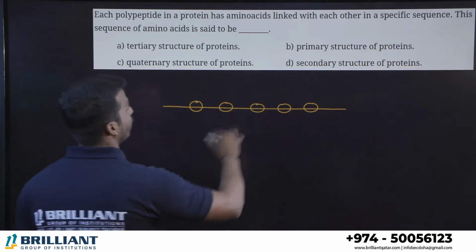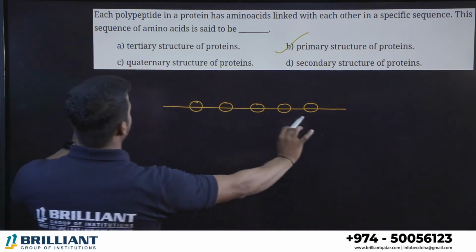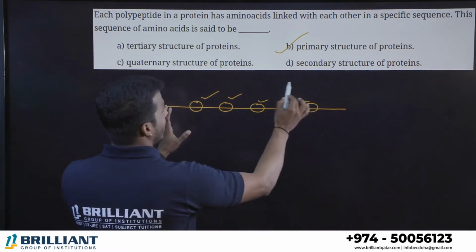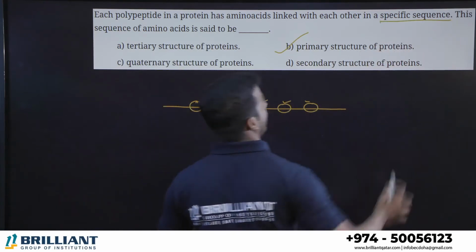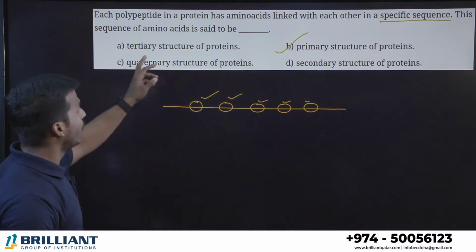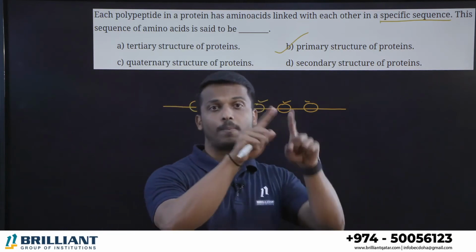This is the definition of primary structure, right? See, in a polypeptide chain of a protein, amino acids are there. Their specific sequential arrangement is known as the primary structure of protein. What about secondary structure? Two types, right? Alpha helix and beta pleated structure.